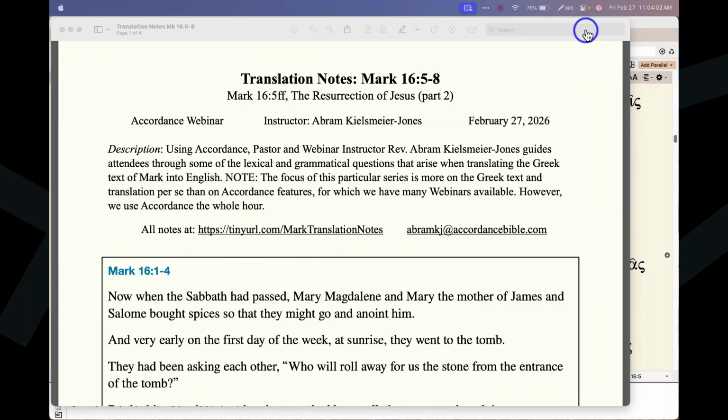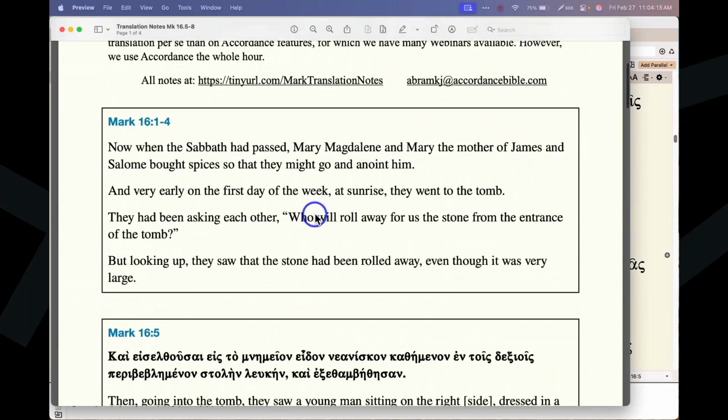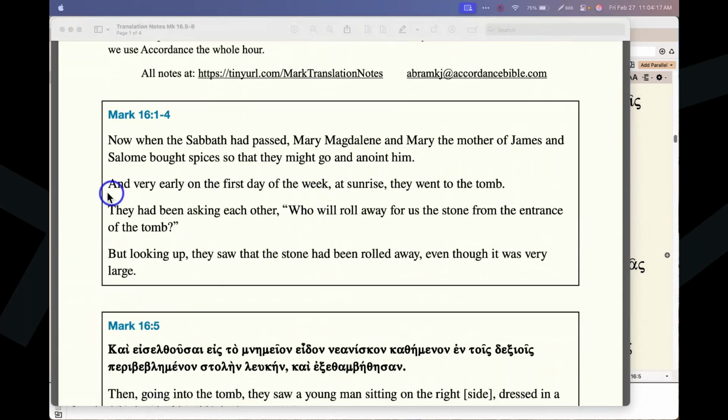We're going to start with some review of last time, Mark 16, 1 through 4, just so that we make sure we're all on the same page for what we see today. This is my translation from last time. Now, when the Sabbath had passed, Mary Magdalene and Mary, the mother of James, and Salome bought spices so that they might go and anoint him.